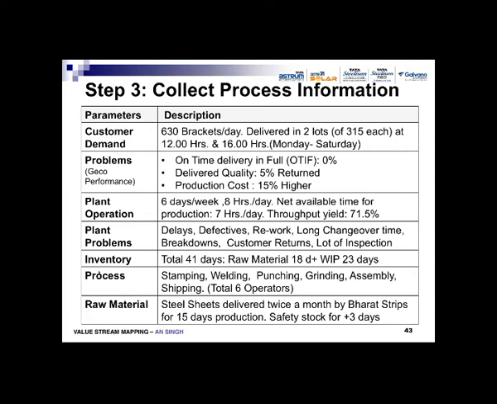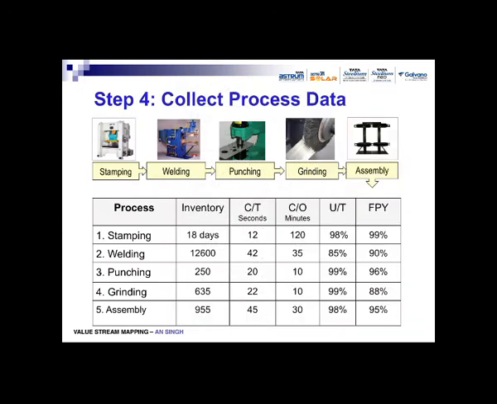6 operators are managing. Raw material is steel sheets delivered twice a month by Bharat Steel Company, who is the supplier, and it is delivered in 15 days lots, and safety stock is maintained for 3 days. So all this information is collected before creating the value stream map of the company. Now comes some data which has to be generated immediately, means fresh data is required, which has to be measured on the shop floor.